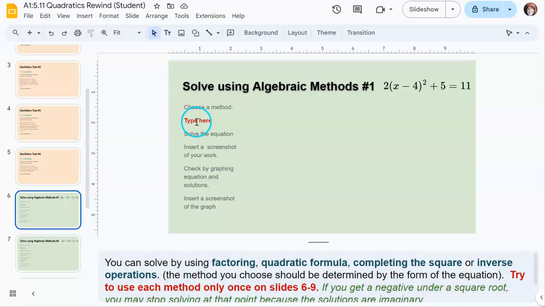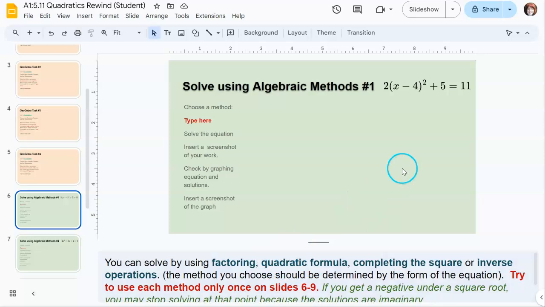Once they've solved their equation, they've inserted a screenshot of their work. Mine would do this on a whiteboard. They will check their answers by graphing. So the way they do that is they just type the equation as is into Desmos, and it will produce two vertical lines where the solutions are, and then they type their solutions on separate lines in their calculator, x equals, and it will also produce vertical lines. If they haven't messed up, then those vertical lines should fall right on top of the vertical lines they got with the equation. So that's how they check by graphing.